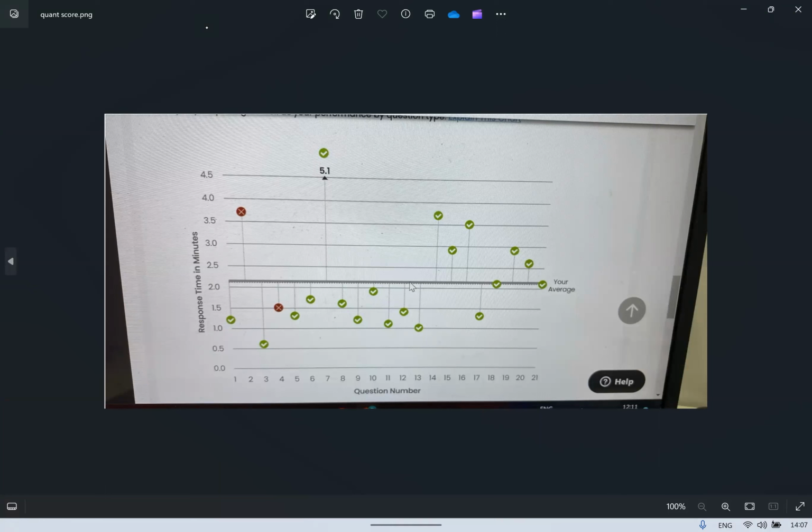This is the marks of one of my students who gave this exam. She has got 2 wrong. Can any one of you tell me what was the percentile in math? This is the math score. Out of 21 questions, she has got just 2 wrong, question number 2 and question number 4. The rest are all right. Can anyone tell me what percentile she might have got?